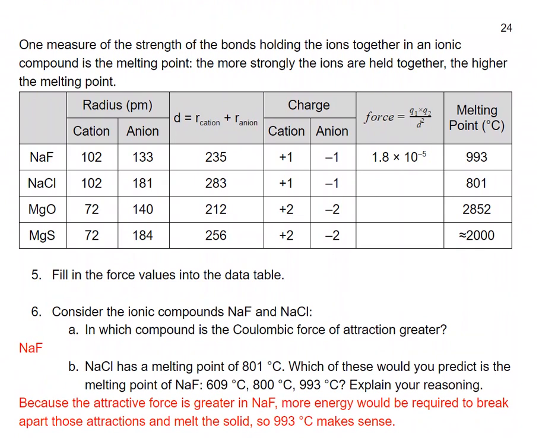So one way that we can measure the strength of ionic bonds is to look at the melting point. So the more strongly the ions are held together, the more strong that attractive force is, the more heat I'm going to have to put in to disrupt those forces to allow it to melt. So in this table, you have some math to fill in. This force equation is a little different than the one that you saw in Unit 1, but it's the same concept, it's the same idea.